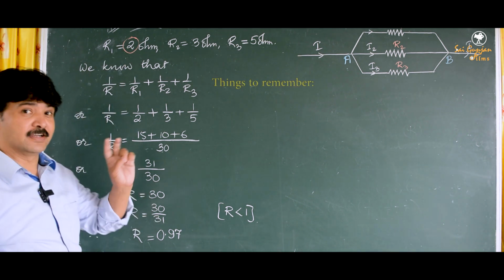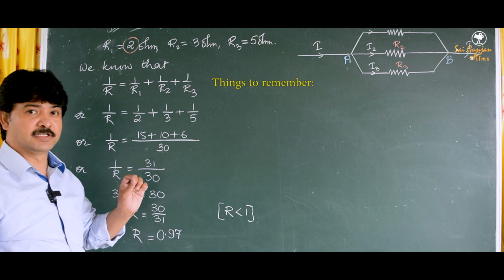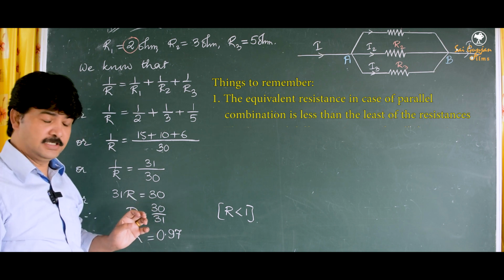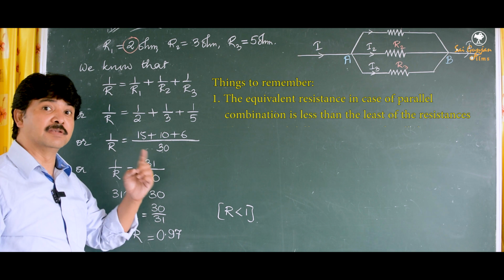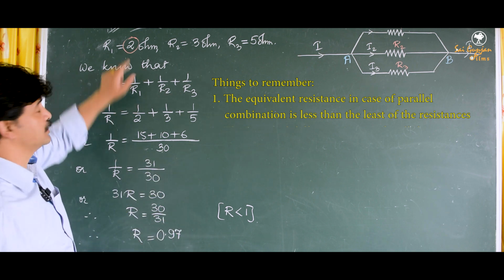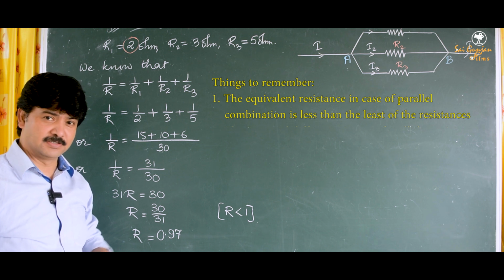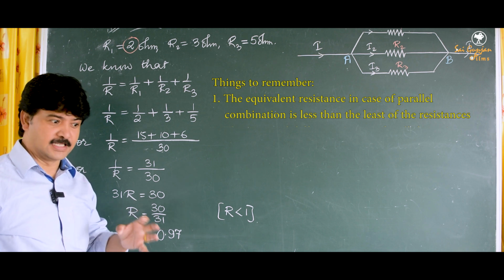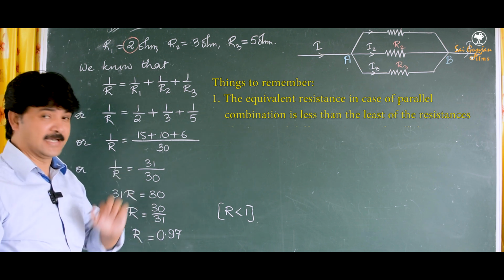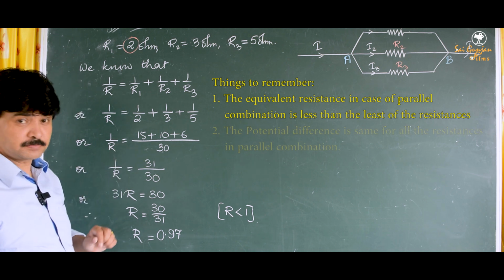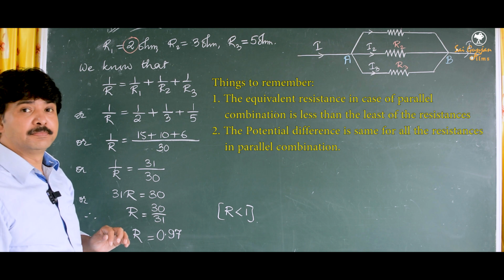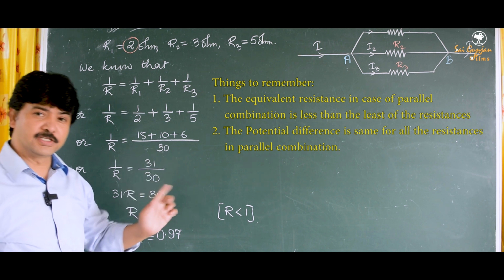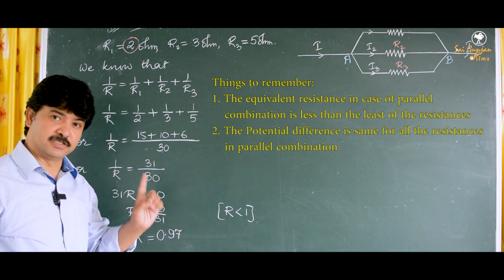Okay, so there are again two things for you to remember. The first one is this: when the resistances are connected in parallel combination, the value of the equivalent resistance will be less than the least of the resistances. So what does that mean? If you want to have a lower value of resistance, then you have to combine the resistances in parallel combination. Number 2, what is common in case of parallel combination? The potential difference. So in case of parallel combination, all the resistances have the common potential difference.